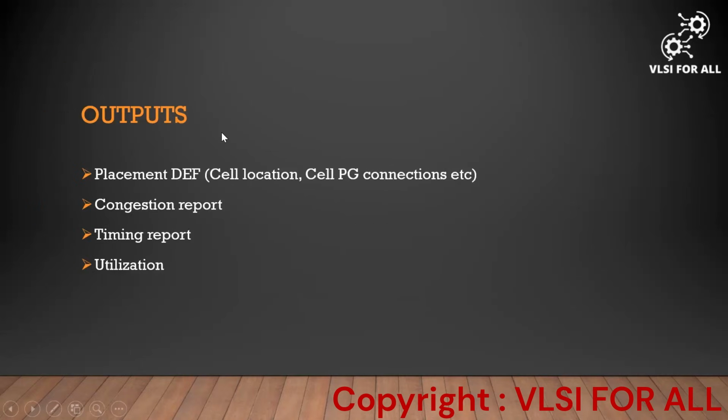And the next one is outputs. So the outputs we get are the placement DEF. In that DEF, we have the information of cell locations, cell PG connections, etc. Then the congestion report, timing report, and utilization.